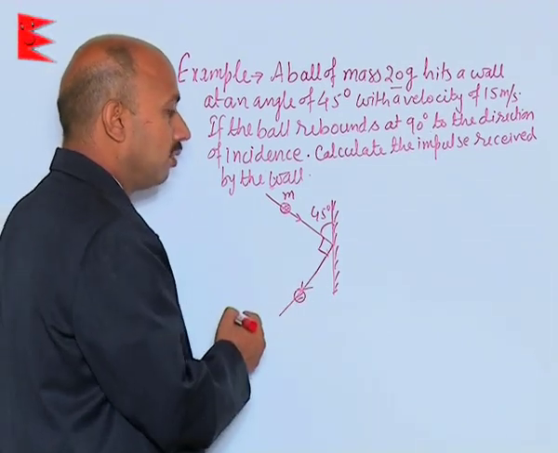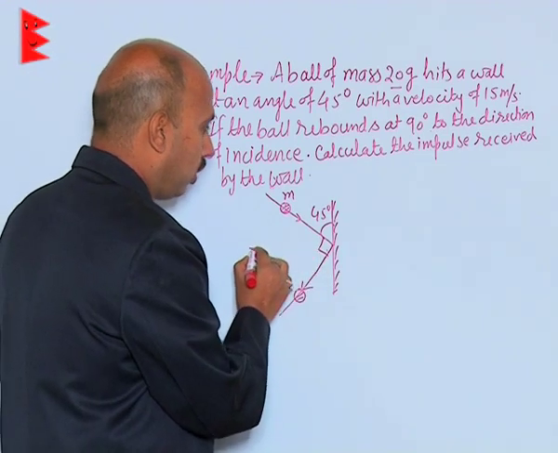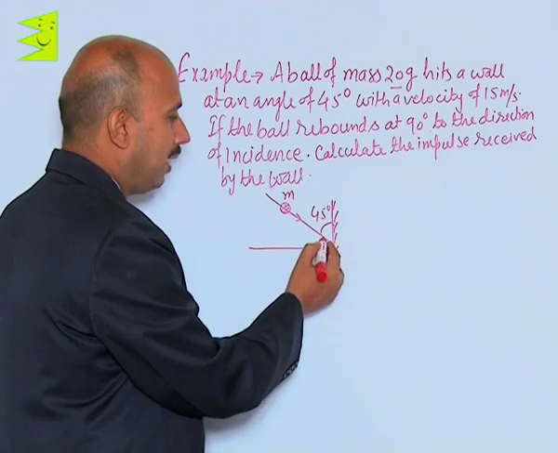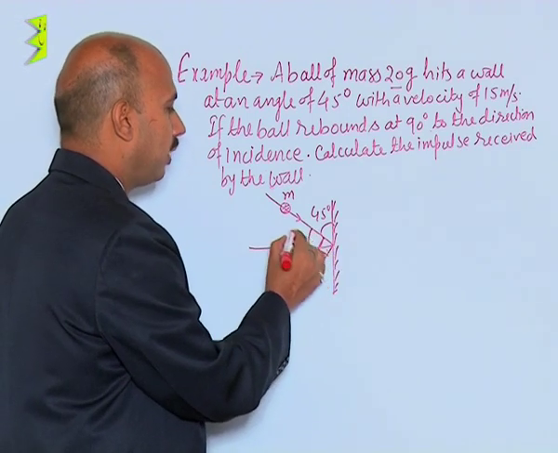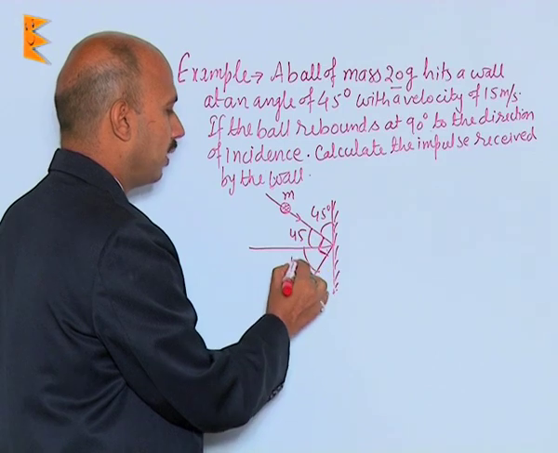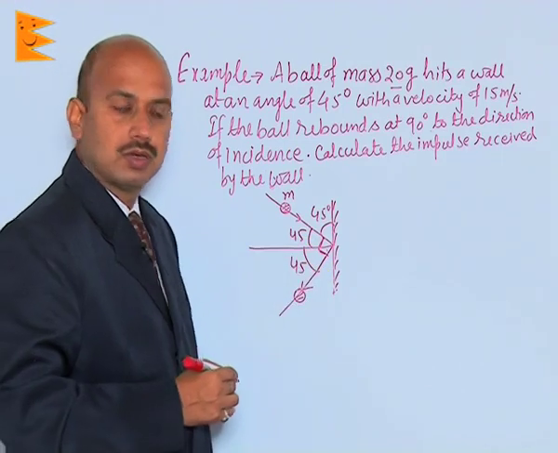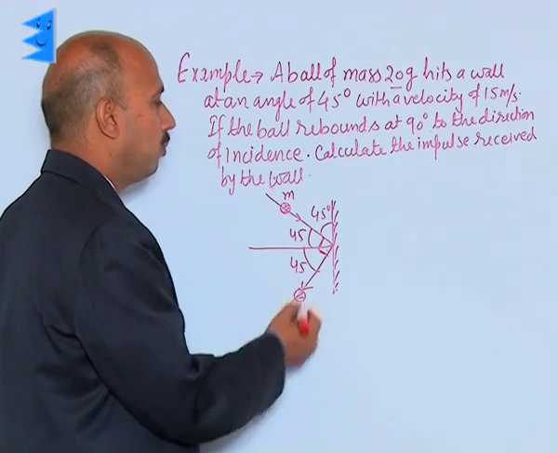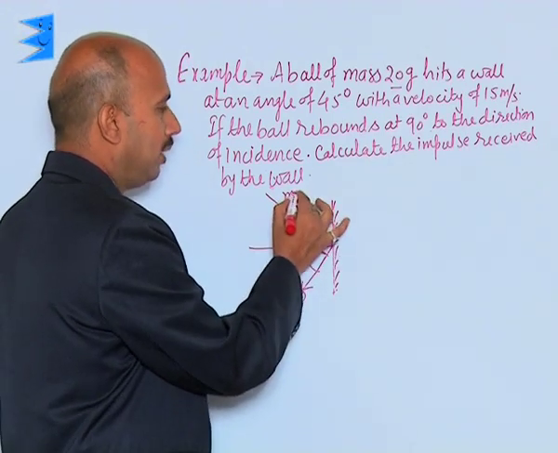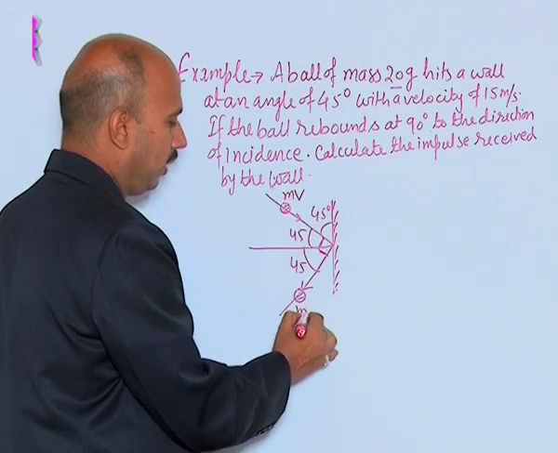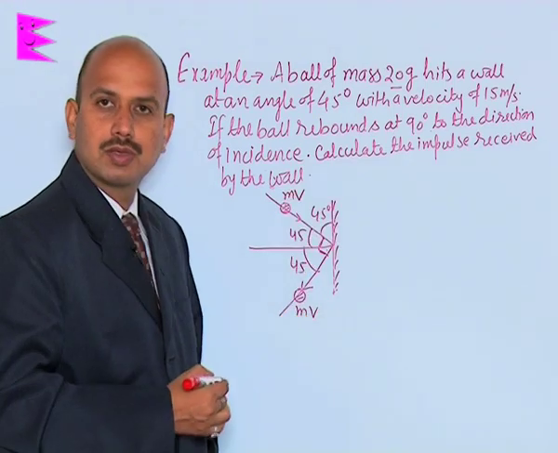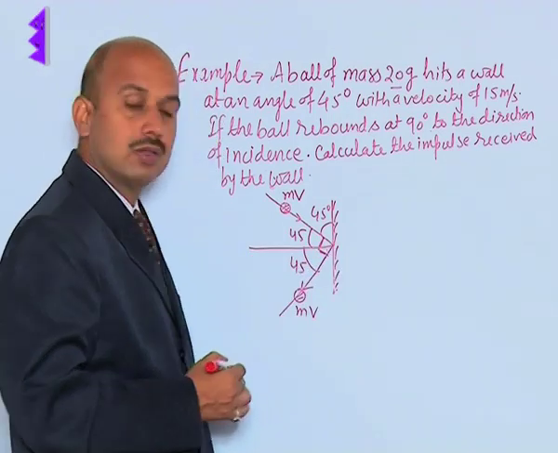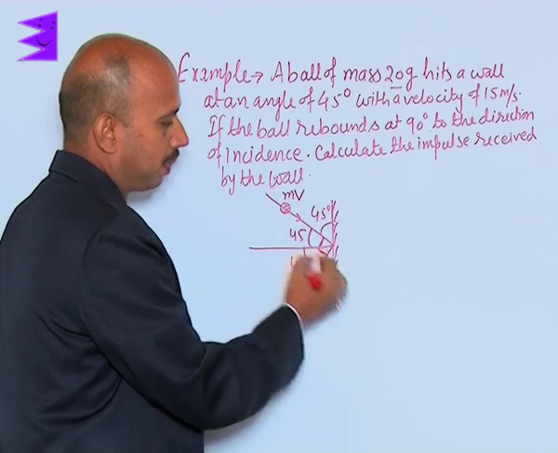In this case, we draw a normal at the point of incidence. This whole angle is 90, so this is 45 and this is 45. The ball is rebounding with the same speed. So, the momentum when the ball is coming here is mv, and when it is going to this side, that is also mv. Now, we have to calculate the impulse on the wall, this wall.